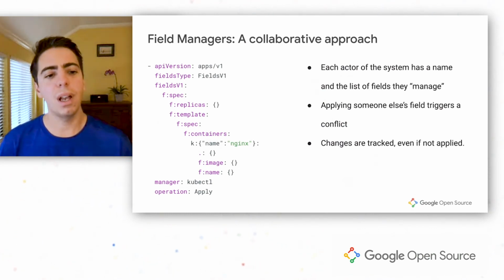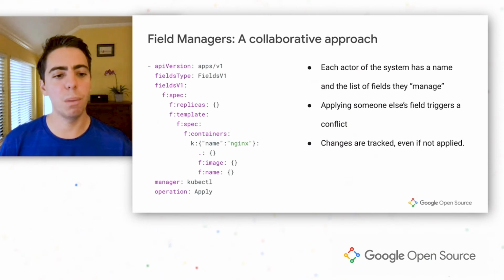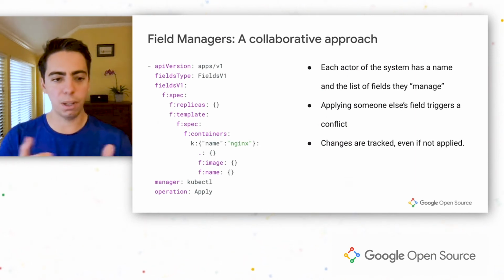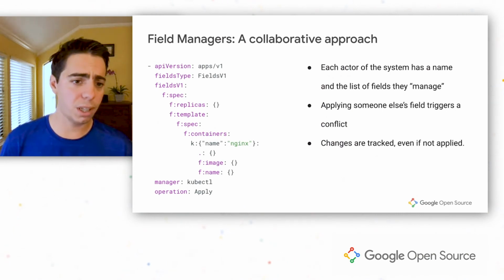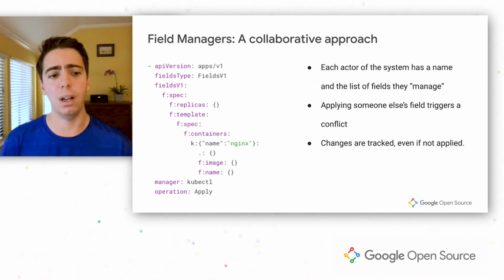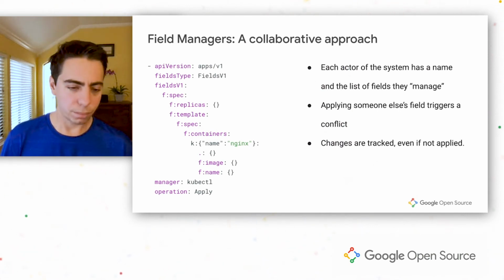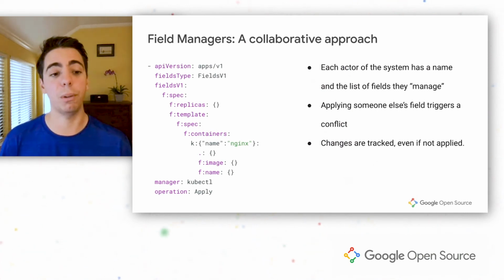It's a set of fields, and these are the fields that we believe you have an opinion about. So if you apply the configuration that we saw before, you're going to have an opinion about replicas, and about the container image and the container name. If someone else has an opinion about the same fields, you're going to get a conflict.